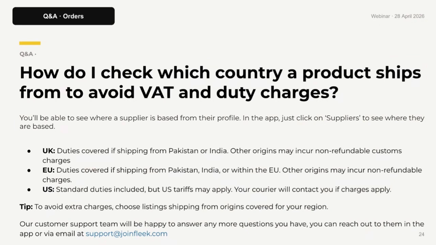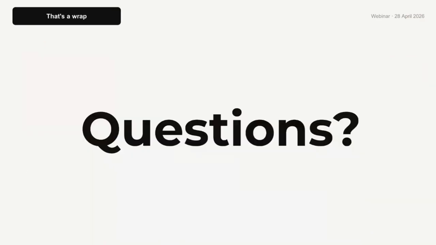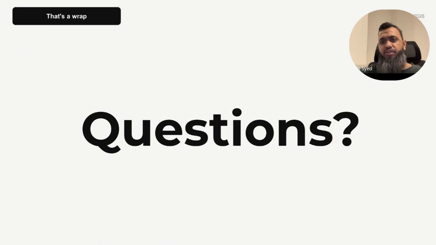Sure, thank you. I think for the US, the policy is pretty simple. The standard duties are definitely included. We expect the tariffs to be somewhere around 10% of your total order value. If the tariff that is being charged to you exceeds 10%, you can raise a ticket with the support team and they'll look into it and see how that can be reduced and what portion of that Fleek can also support you with and reimburse you right away.